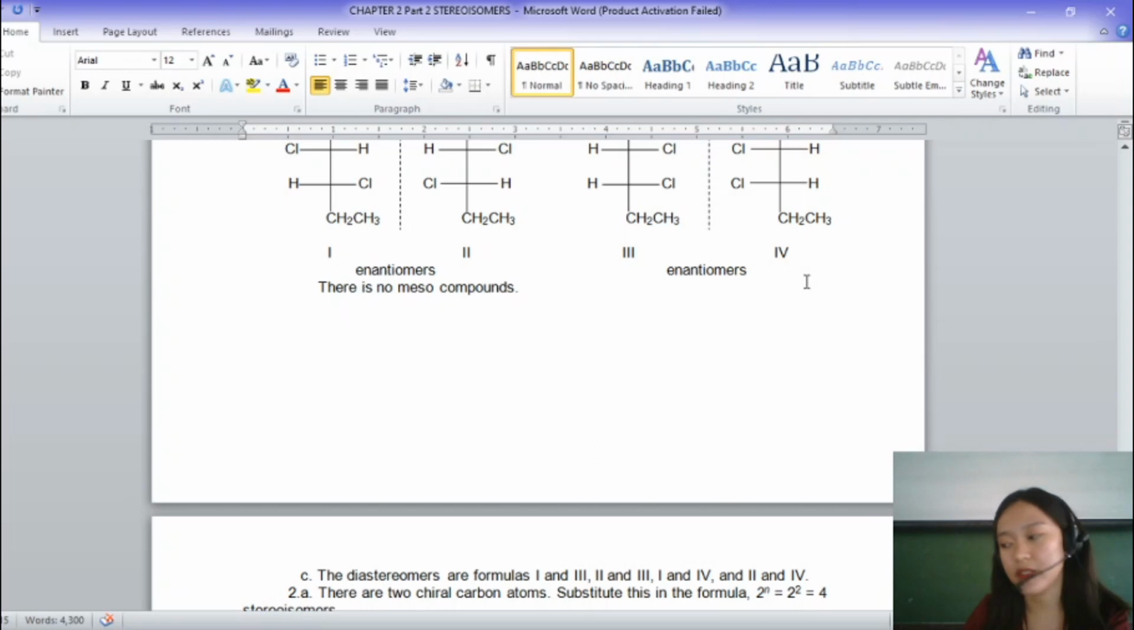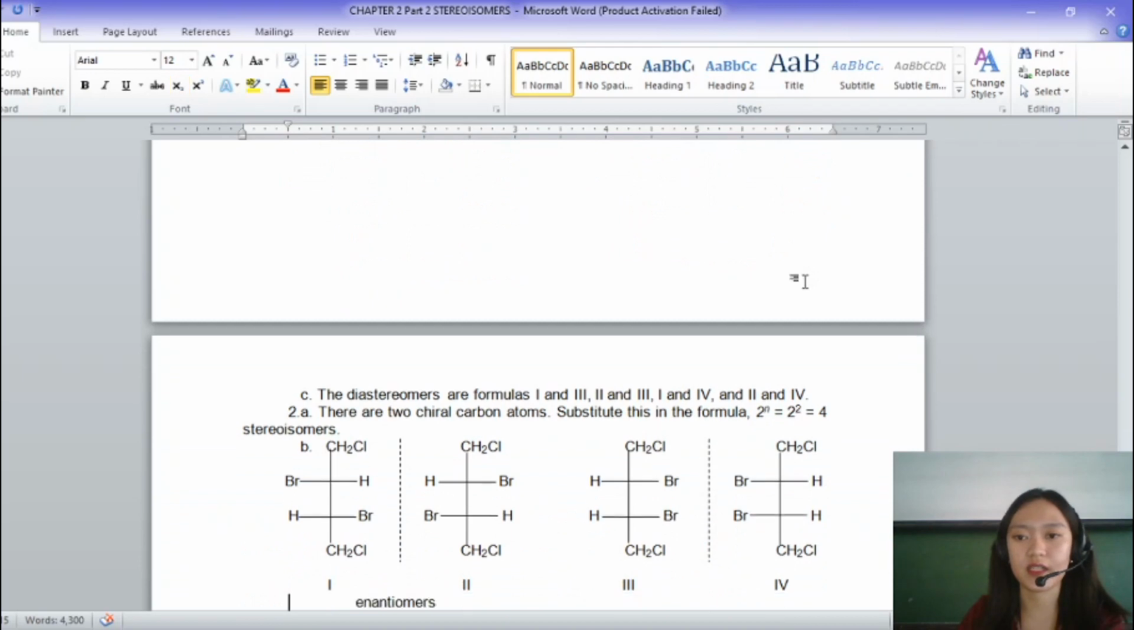Ibigay ang numbers and ano yung pairs. O ha? So, 4 stereoisomers, structure 1, 2, 3, and 4. 2 pairs of enantiomers, pair 1 and 2, and pair 3 and 4. And then, 0 mesocompound. And then you have 4 pairs of diastereomers, 1, 3, 1, 4, 2, 3, and 2, 4. So, ganyan ang pag-answer natin.